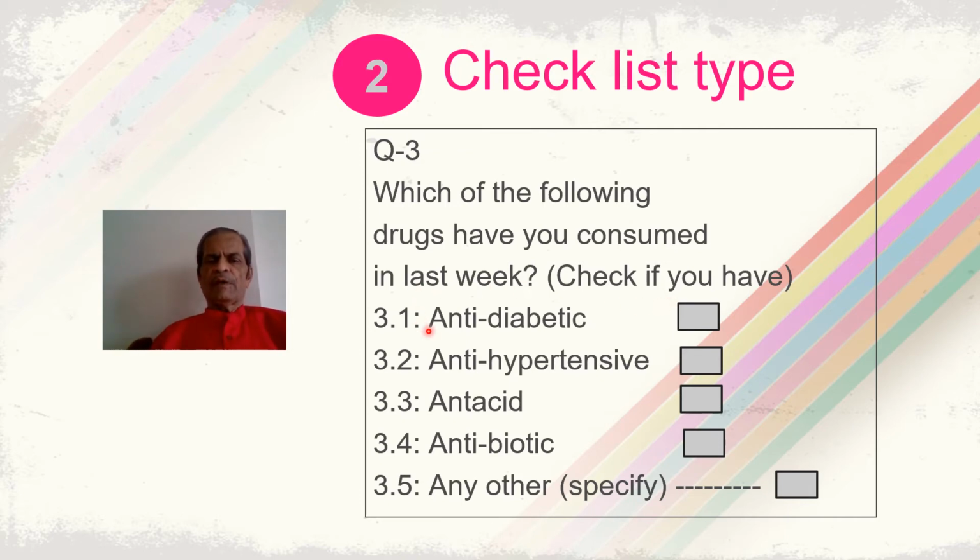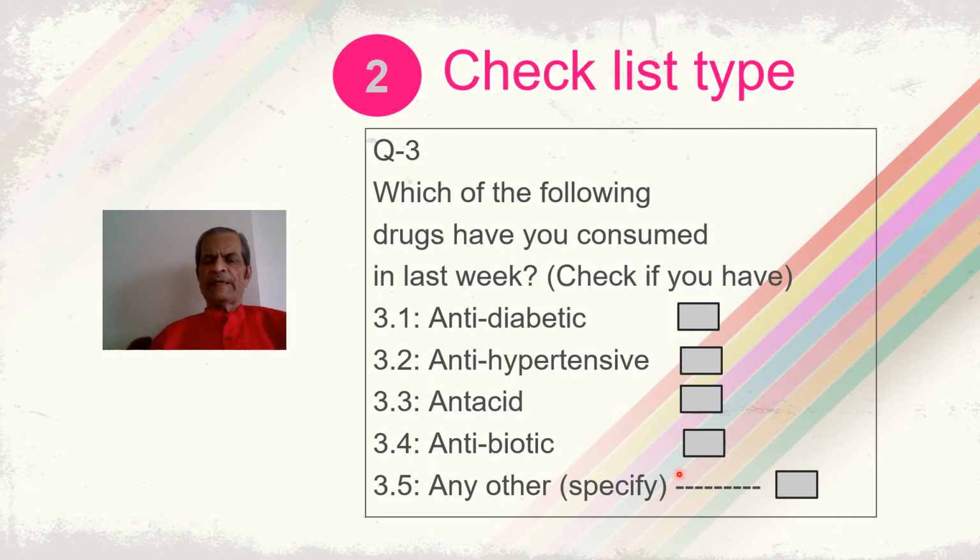So if you have consumed an anti-diabetic, you check against anti-diabetic over here. If you have consumed anti-hypertensive also, you check over here. If you have not consumed any antacid, then you do not check against this item. If you have not consumed antibiotic, you do not check against this item. Apart from these four, if you have taken any other medicine, there is a provision, any other specify, and you have to check against that item.